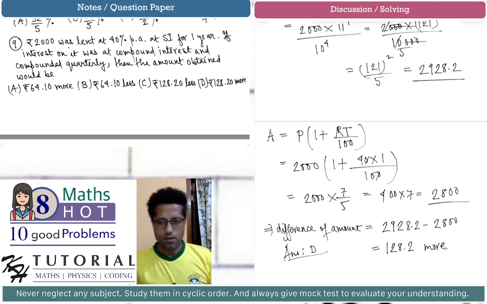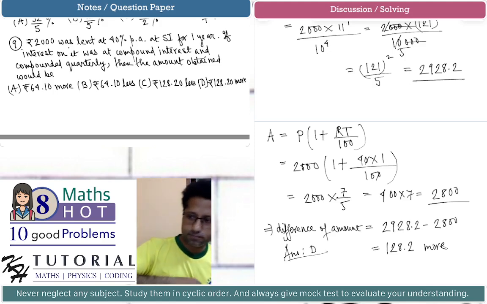choice D. Sorry, excuse me, friend. Someone is at the door.